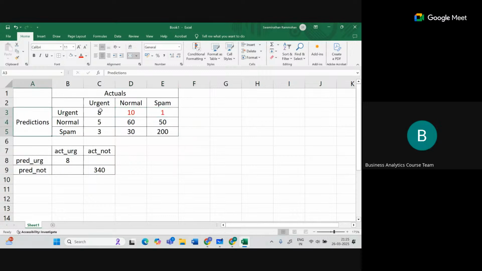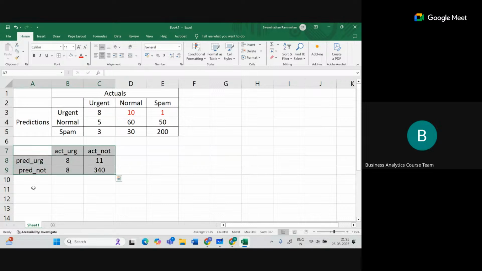So if you see, these are wrongly predicted as urgent, but actually they are not urgent. Is that fine? Any question? So you populate 11 here. Similarly, what about this one? It is 8. Why is it 8? Predicted not urgent, but actually it is urgent.